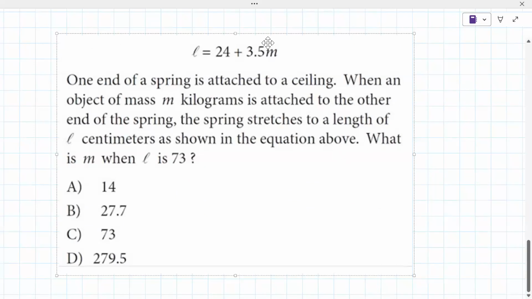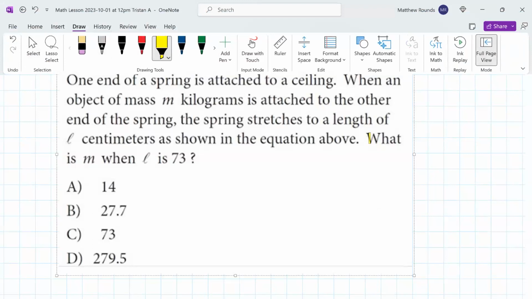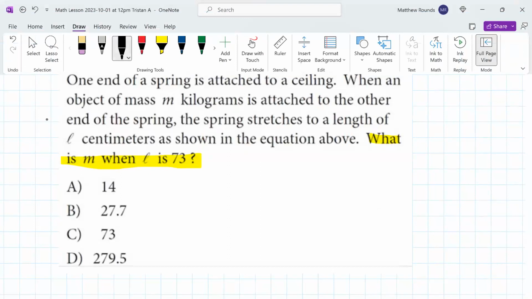We're going to start by reading the call to action first. The call to action is, what is m when L is 73? They give you an equation. So they're basically saying, solve this equation, do something with this equation.